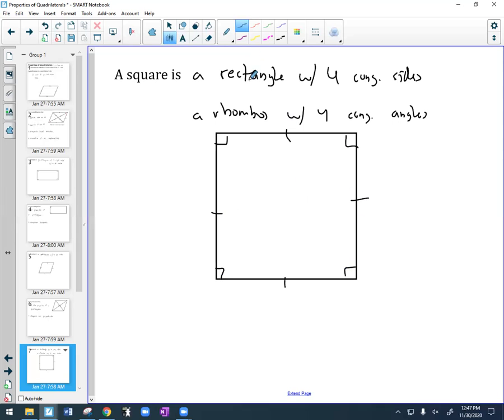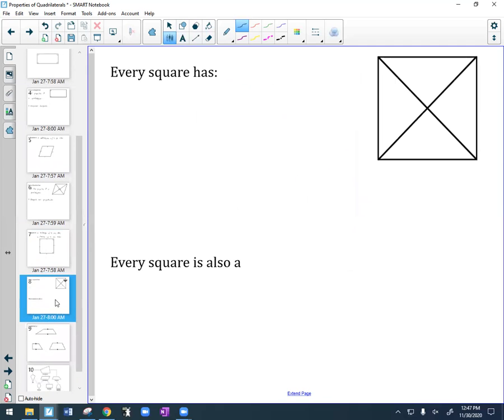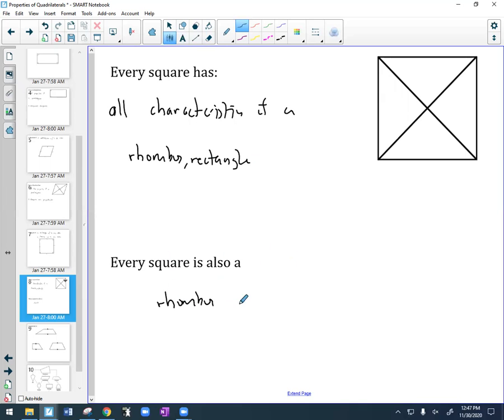So the fact that I can call it a rectangle and a rhombus means it gets all the rectangle and the rhombus properties. So it gets all characteristics of a rhombus and a rectangle. Every square is also a rhombus and a rectangle. So squares are very specific. They inherit all of the characteristics of them.